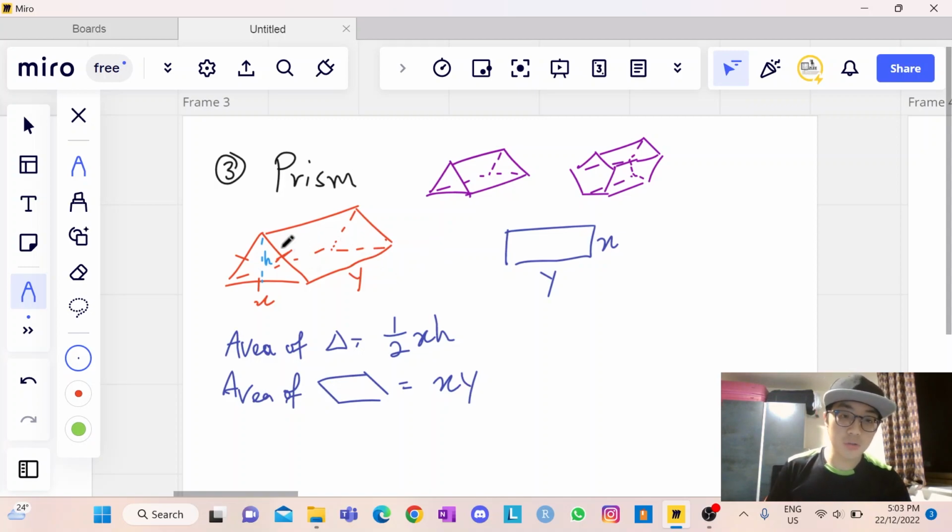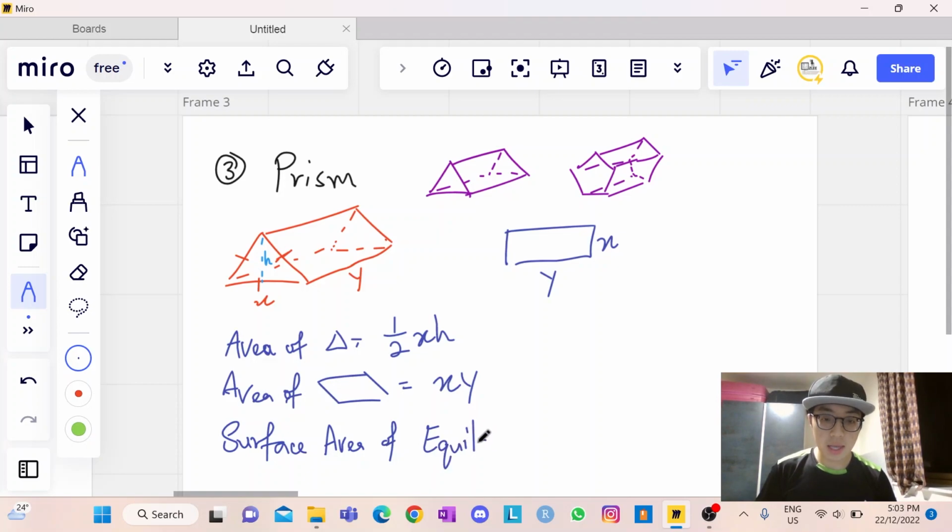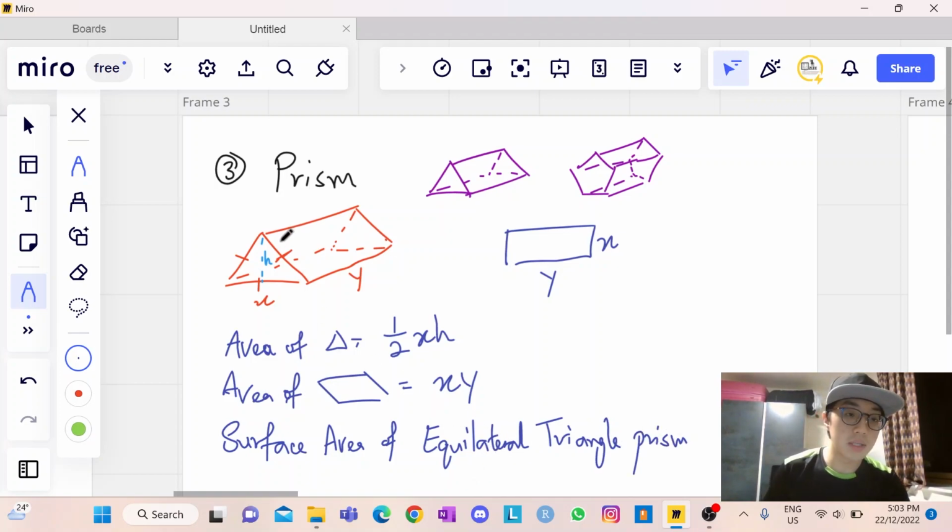All right, and take note, this is the same as the one at the back, and it's the same as the one at the bottom. All right, so the surface area of an equilateral triangle prism. This is very important because if it's not equilateral, meaning this can be a Z and maybe this is A, so it's like a different length, then it will not be as easy as just calculating 2, because this will be different than the one at the back and the bottom one will be different also.